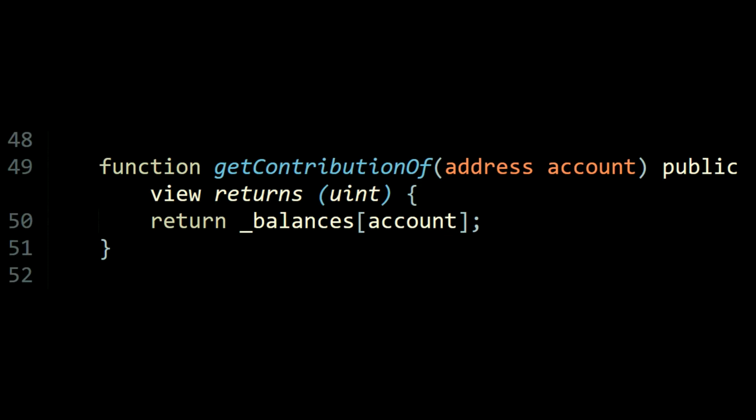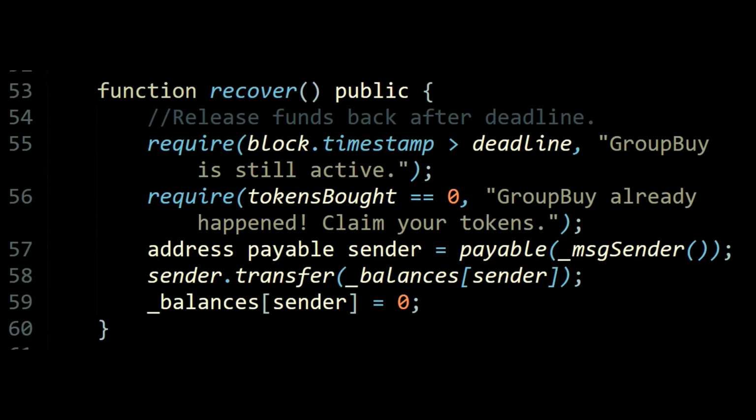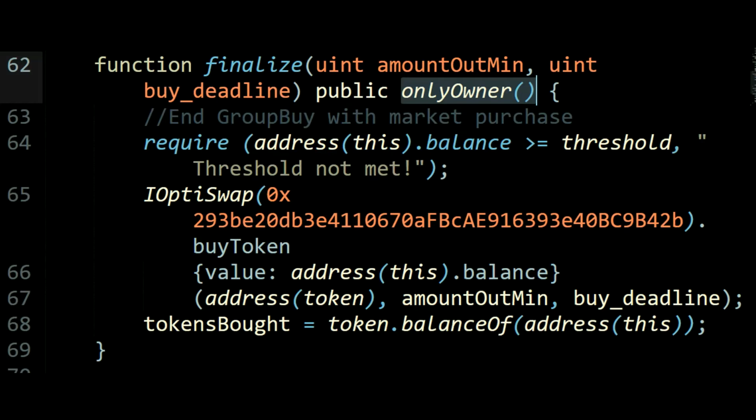Now we've got recover, which handles failed campaigns. If the deadline is passed and no tokens have been bought, then line 58 sends the Ethereum balance back to the user, and their balance gets zeroed out. Now the finalize method has the onlyOwner decorator. So this is a function that's requiring some trust. And the question is, how much trust?